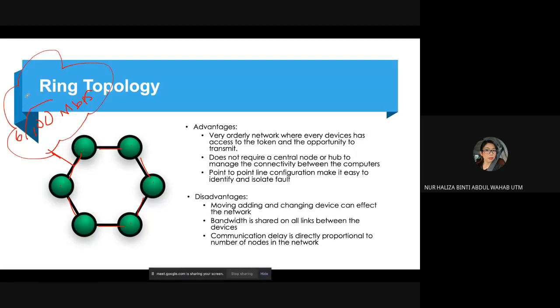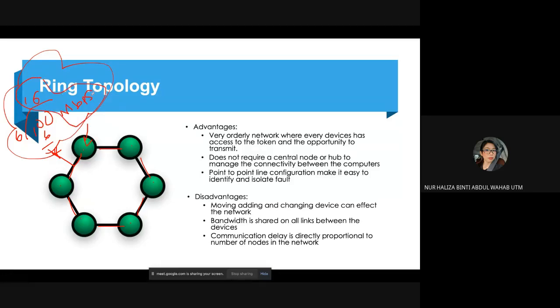What do we have? 100 divided by 6 is about 16 megabytes per second per node. So one node only gets about 16 megabytes per second, something like that.